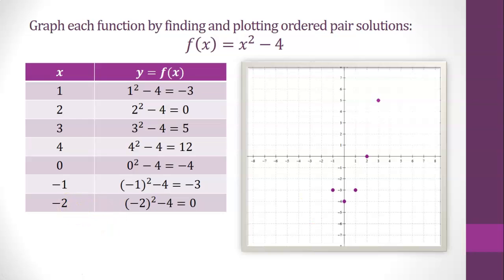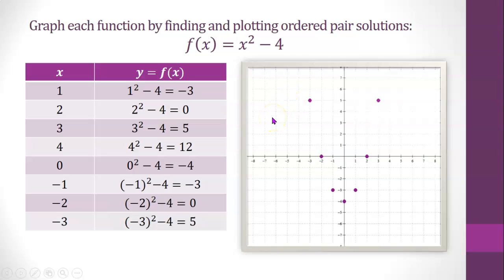If x is negative 2, y would have to be negative 2 squared, which would be positive 4, minus 4, which would be 0. If x is negative 3, y would be negative 3 squared minus 4, which comes out to be 5. So there's the point at negative 3, 5. And now we've got enough points that I have a pretty good idea what shape they fall into.